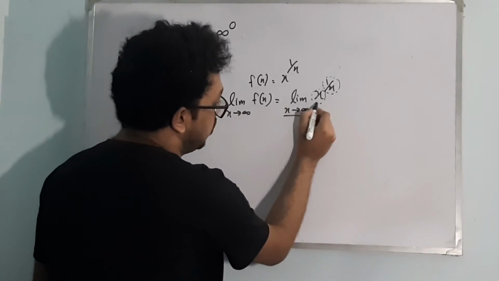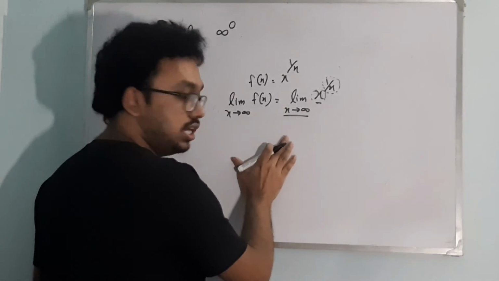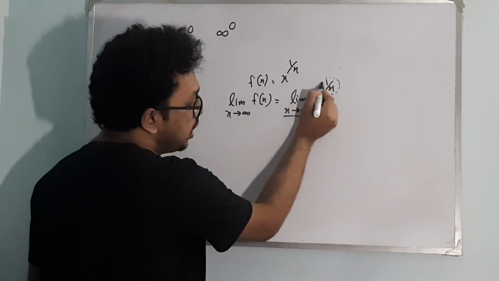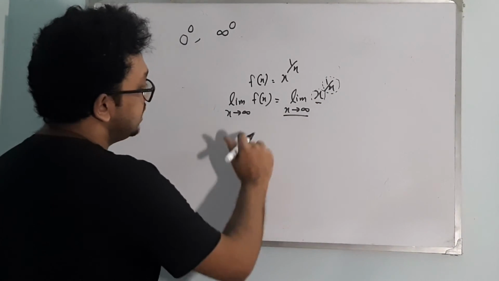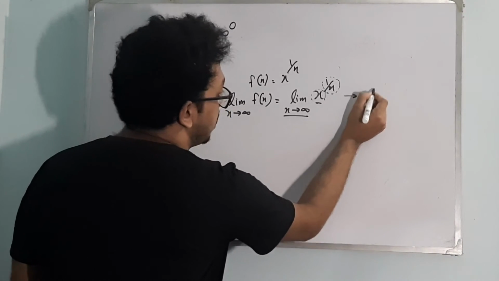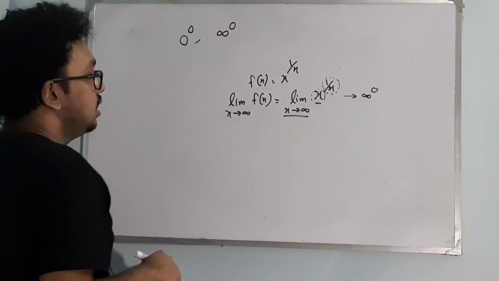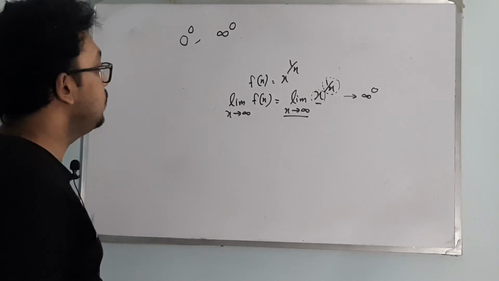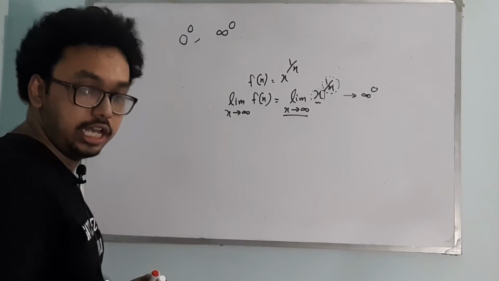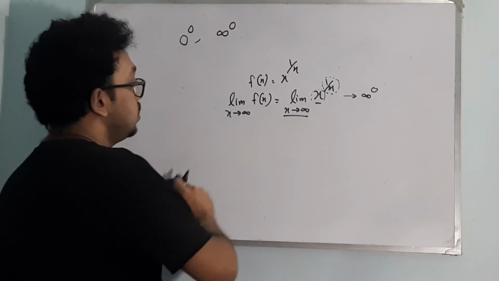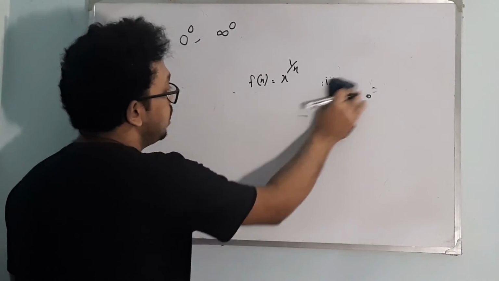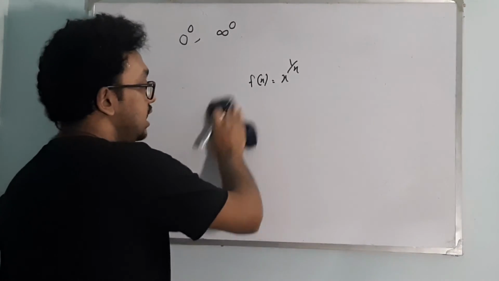When x is tending to infinity, the base, that is x, is tending to infinity, and the exponent or the power, that is 1 by x, will tend to 0. So clearly this is present in infinity to the power 0 form. And in case of 0 to the power 0 or infinity to the power 0 form, I have already told you the steps. So I will repeat those steps here to find out the limit of x to the power 1 by x when x is tending to infinity.